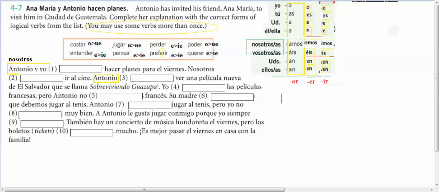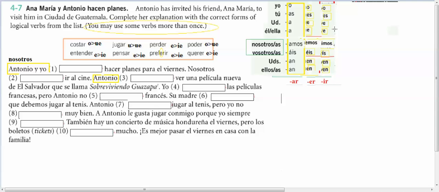So we're going to go ahead and do practice with our stem changers. For example, in this activity, it says, "Ana Maria y Antonio hacen planes." Antonio has invited his friend Ana Maria to visit him in Ciudad de Guatemala. Complete the explanation with the correct forms of logical verbs from the list. You may use some verbs more than once.